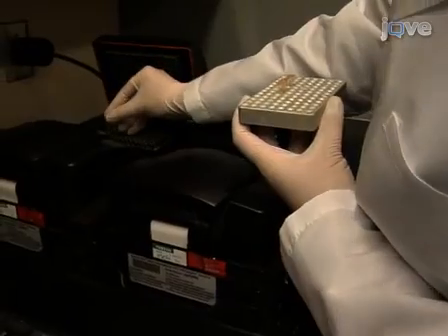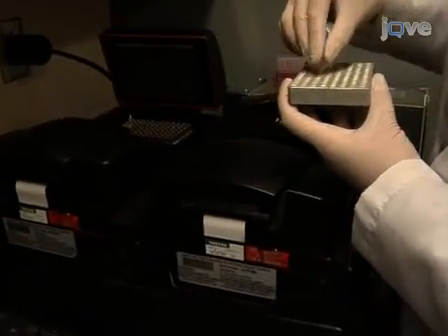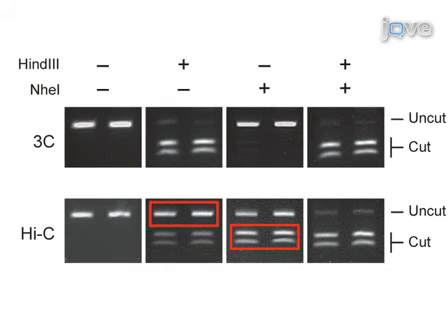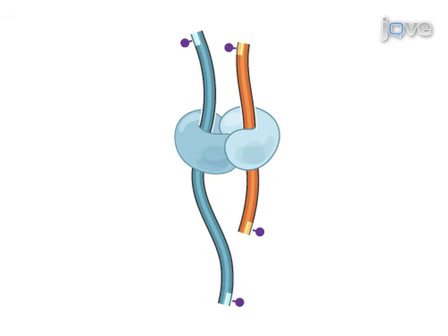The blunt end creation and ligation performed in the high C procedure will create restriction sites for the endonuclease NheI. Amplified fragments from the 3C and high C libraries can be digested with HindIII and NheI to determine how well the blunt ends were generated and ligated. Some fragments will not have been ligated.